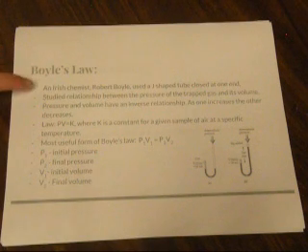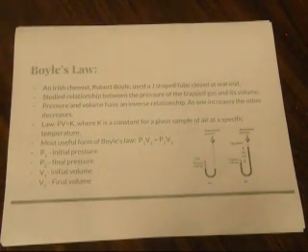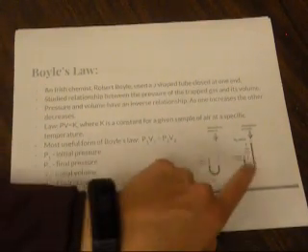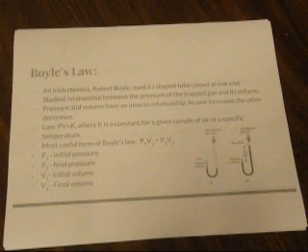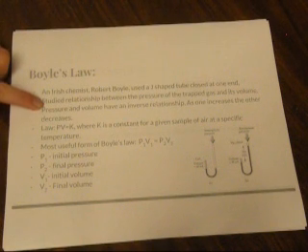Okay, so now we're going to talk about Boyle's Law. Robert Boyle, an Irish chemist, used a J-shaped tube closed at one end, which is shown in the illustrations, and he studied the relationship between the pressure of the trapped gas and its volume. Pressure and volume have an inverse relationship. As one increases, the other decreases.